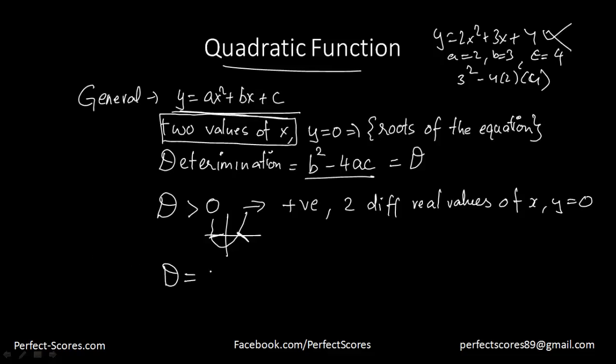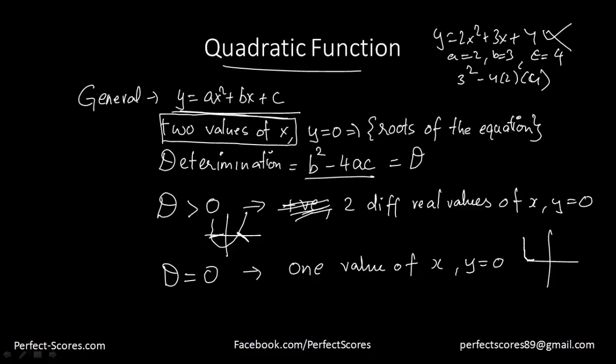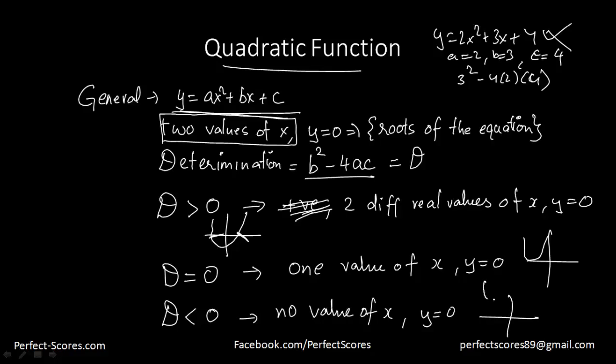So when the value of d is equal to 0, then there is only one value. It need not be positive. So when d is equal to 0, there is only one value of x where y is equal to 0, right? That means the graph just touches the x-axis. And when this determinant is less than 0, there is no value of x when y is equal to 0. That means the roots are imaginary. That means the graph never touches the x-axis.